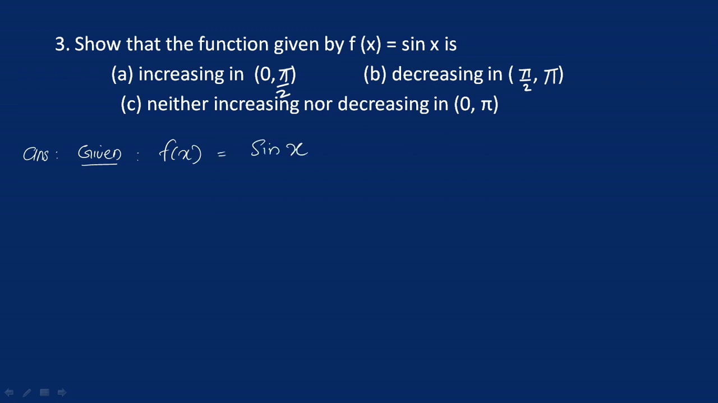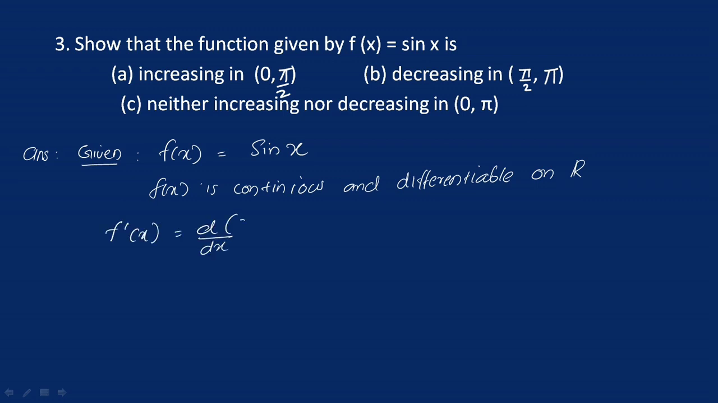So we have given f of x is equal to sin x. So f of x is a trigonometric function, so we can write f of x is continuous and differentiable on R. So we have f dash of x, that is d by dx of sin x, that is f dash of x is equal to cos x. So first question, that is increasing in 0 to pi by 2.